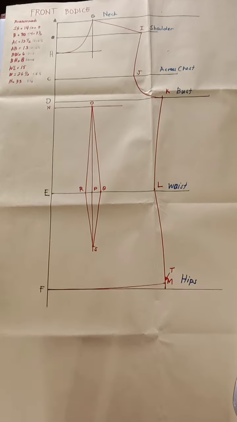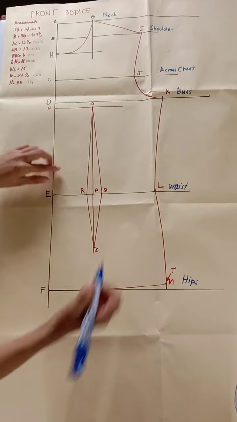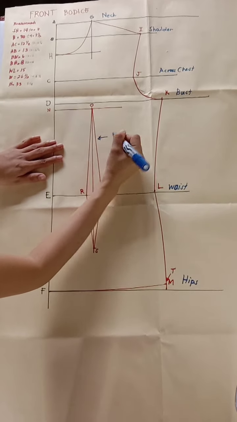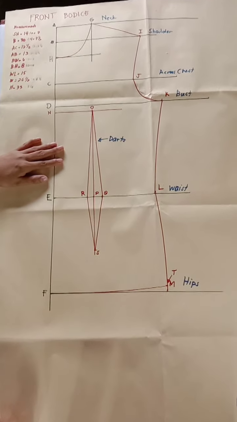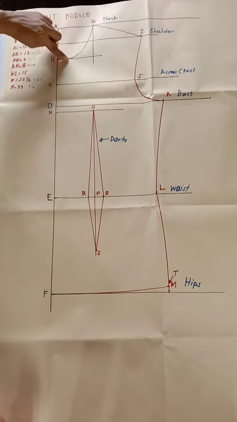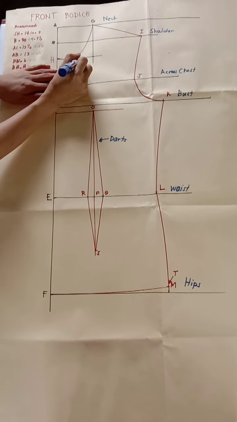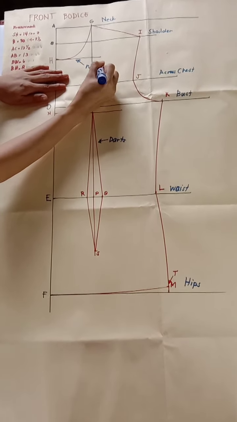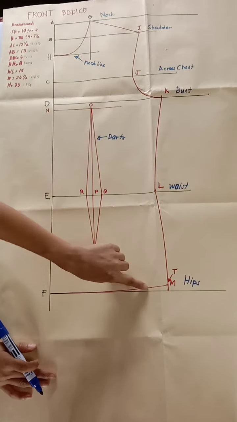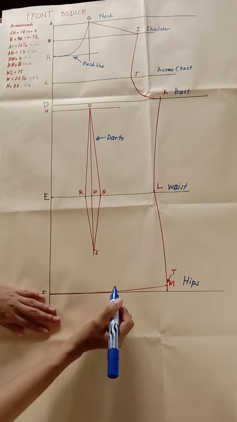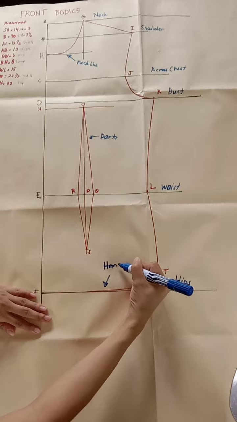Ayan. So, kung titignan nyo, ito yung tinatawag nating darts. Ito namang part na to is para sa ating neckline. And ito namang part na to ay para sa ating hemline.